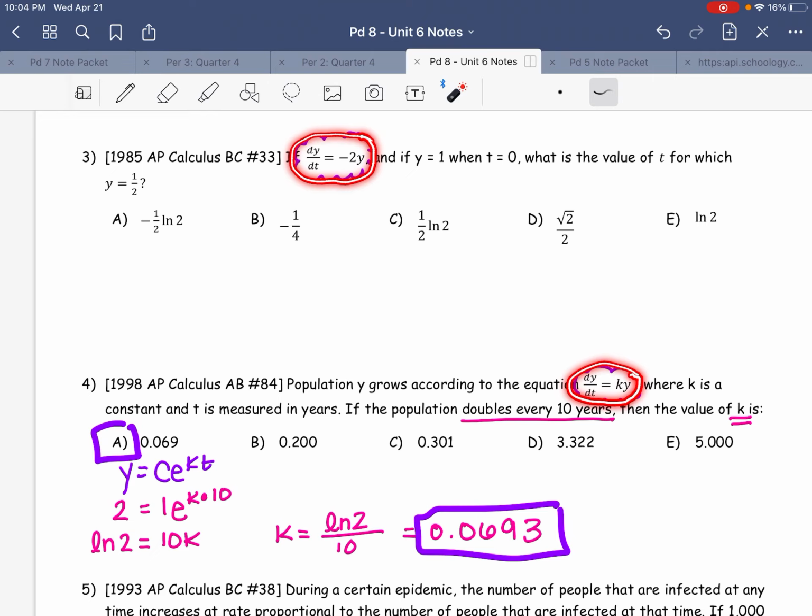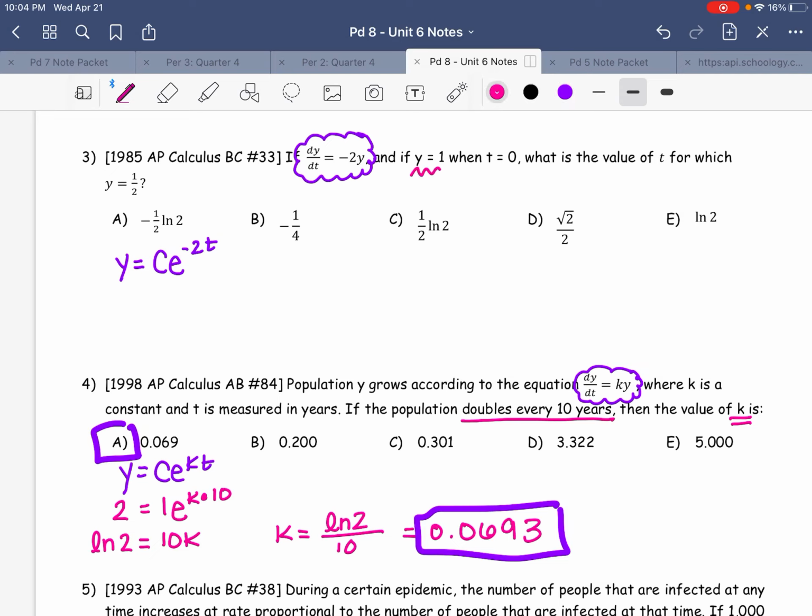Except for instead of k, it actually is a negative 2. So when I see that, I could separate and integrate, or because we're on limited time on our AP exam, we could remember that this is going to be y equals ce to the k, which is negative 2, t. And that's the equation that I'm going to be using for number 3. Again, you could have separated and integrated, but we don't need to.